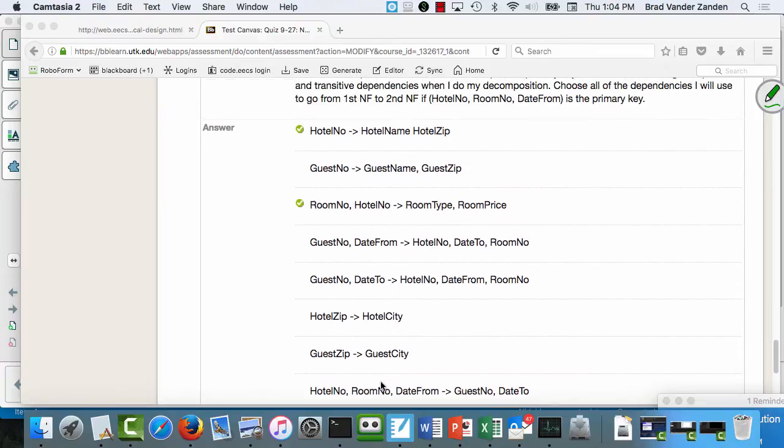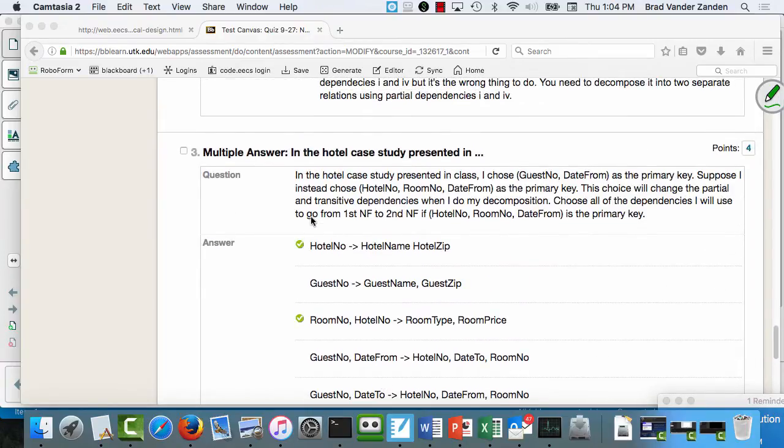Okay, so the point with question 3 was to show you that you could have a different kind of normalization process if you chose a different candidate key as your primary key. Now, as it turns out, you would end up with the same set of relations once you got to third normal form. Okay, I'm not going to go through that, but you would end up with the same set of relations in third normal form, but when you got to second normal form, they would not be the same.